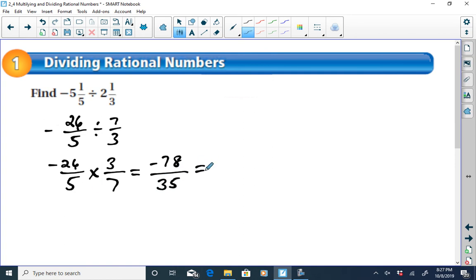To simplify, 35 goes into 78 2 times, because 2 times 35 is 70. We have 8 left over out of the 35, and we know that that has to be negative. So we should get negative 2 and 8/35.